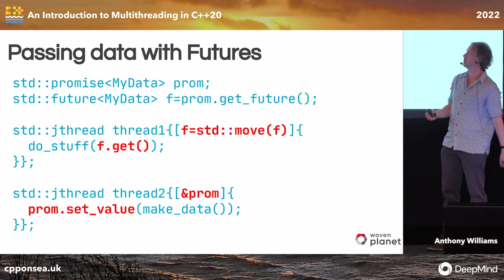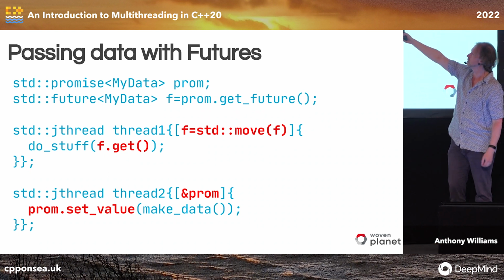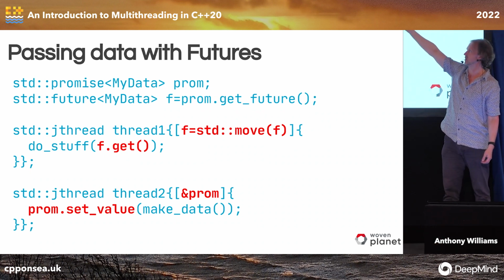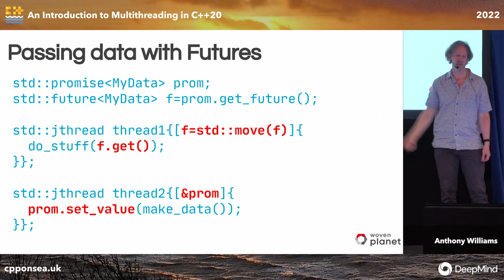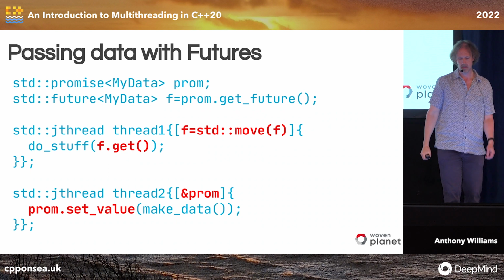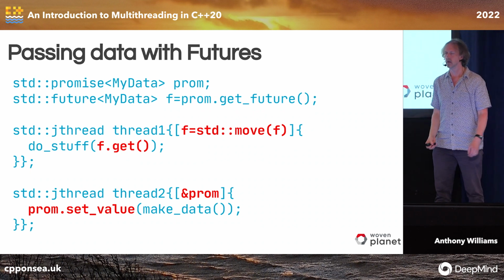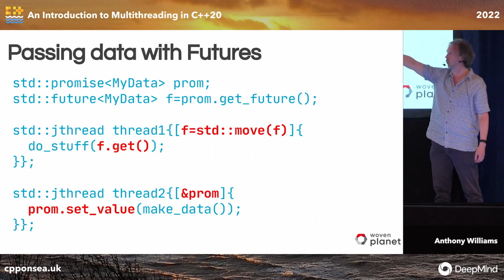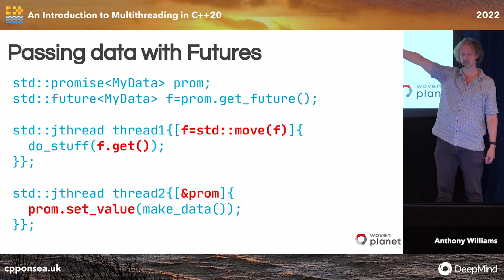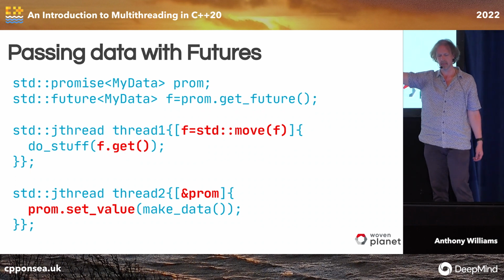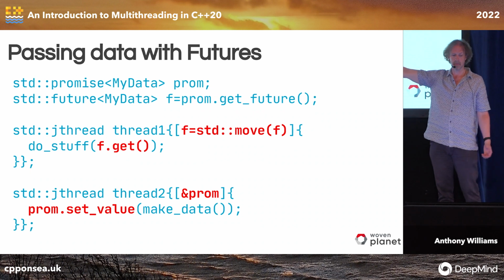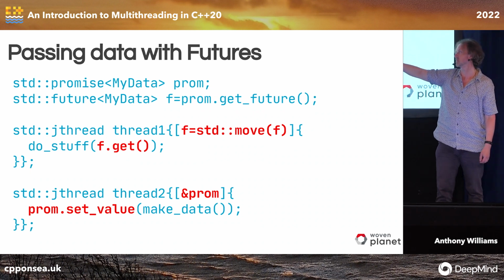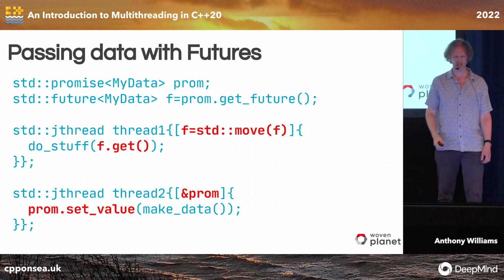So they're movable, you can pass them around. So you can have a thread that's waiting on a future, so you move it in. We're using C++14 initialization for our lambda here to move in the future. And then we're going to wait for the data and retrieve it and pass it to our function. On the other hand, we have another thread that's got, in this case, a reference to the promise. Again, we could have moved it in. Promises are movable. And then you're going to set the value with whatever the result of making that data is.